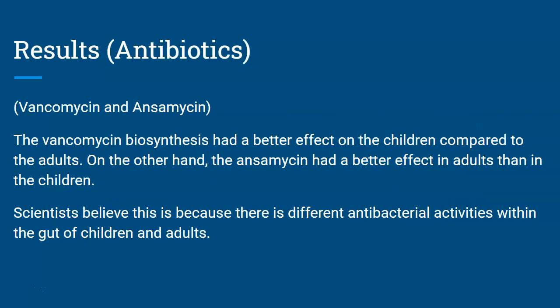The results of antibiotics, which were vancomycin and ansamycin. The vancomycin biosynthesis had a better effect on the children compared to the adults. On the other hand, the ansamycin had a better effect in adults than in the children. Scientists believe this is because there is a difference in antibacterial activities within the gut of children and adults.